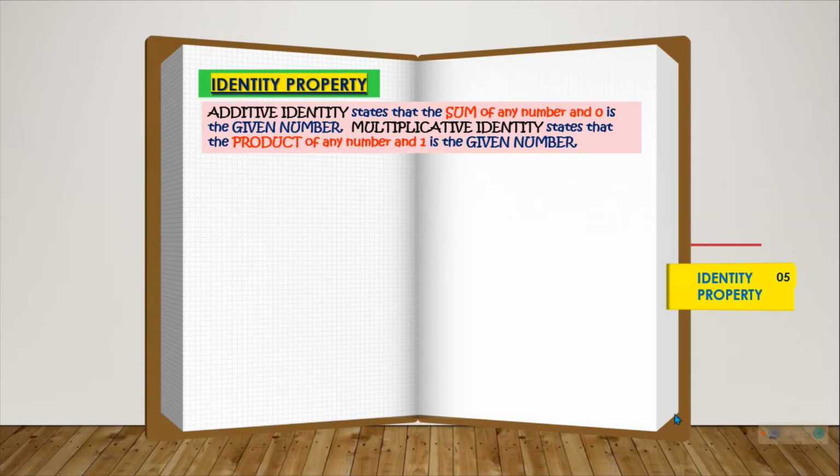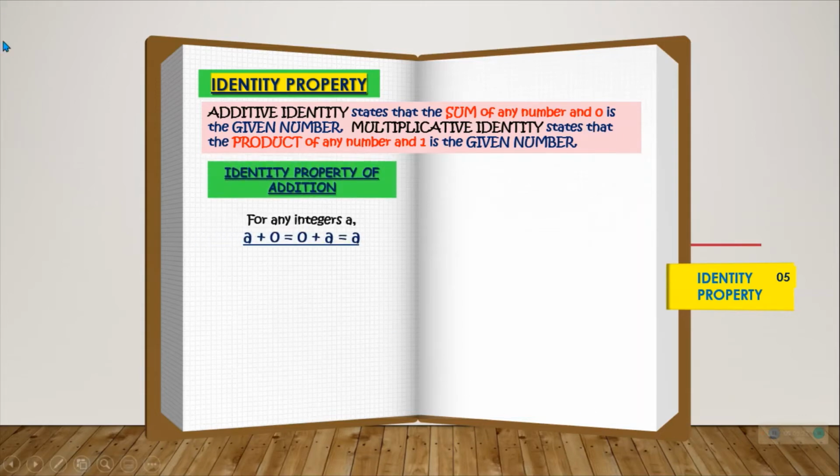That is identity. Next. So, identity property of addition, a plus 0 is equal to 0 plus a is equal to a. So, nothing changes. Whatever the given number is, that is still the answer. Anything added to 0. That is the additive identity property. For example, 15 plus 0 is equal to 15. 0 plus 15 is equal to 15.